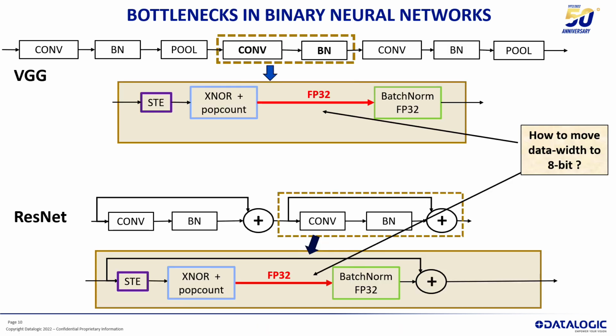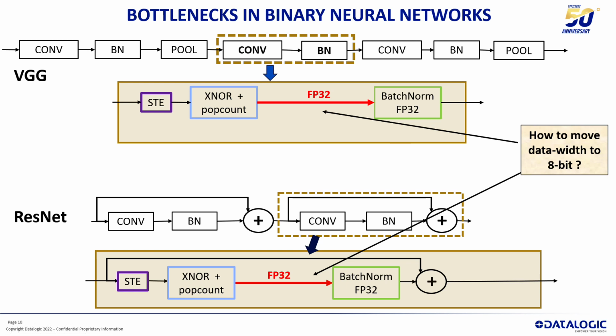Anyway, there are still some bottlenecks in binary neural networks, because after the XNOR and pop count, data is still at 32-bit floating point. Here at the top of the slide, you can see the case of a VGG model where there is the convolution, then the batch norm, and then convolution again. On the bottom side, you can see the residual blocks, and in red are highlighted the bottlenecks, in this case, floating point 32 bits.